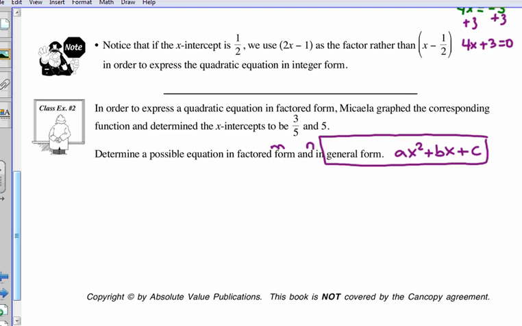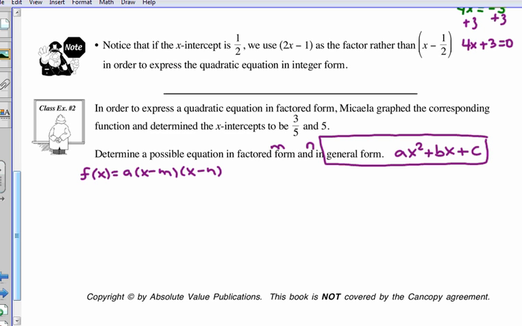Our m and our n. And recall that our formula, when we were making our function back in the day, was a times x minus m times x minus n. Now notice they say determine a possible equation.